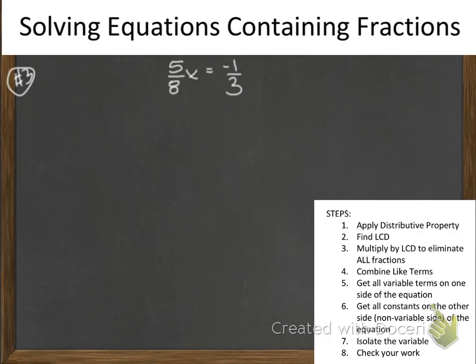Okay, this time we have 5/8 x equals -1/3. Okay, we don't have anything to distribute, so then we can just find the LCD. Okay, now I want to talk about the L in LCD. This is the least common denominator, right? That's what the L stands for, the smallest one.